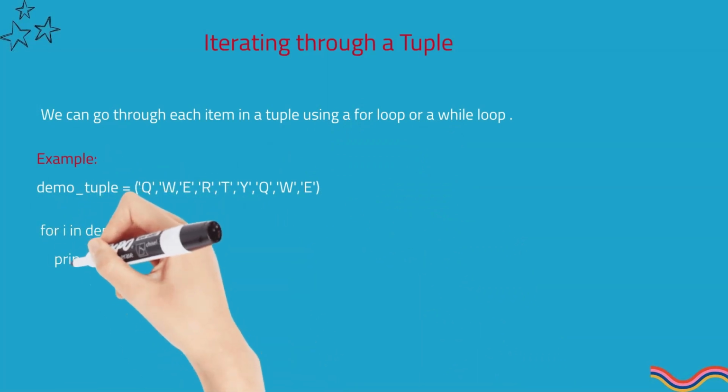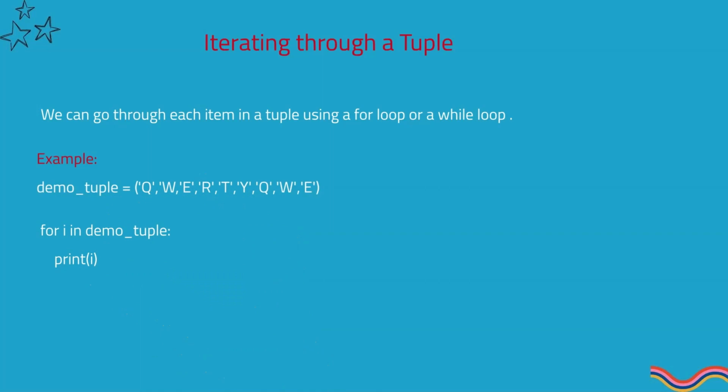A for loop is used as for i in demo_tuple. This means that variable i will hold all the values of the tuple. The print statement prints the values in the tuple one by one until the end of the loop.